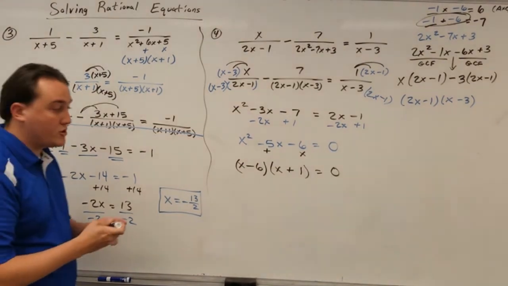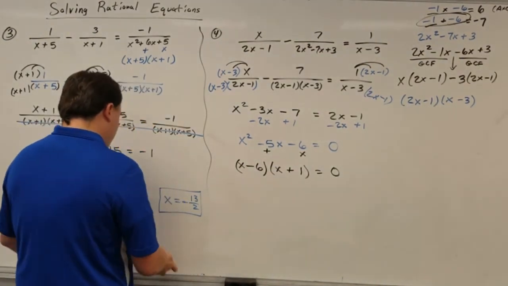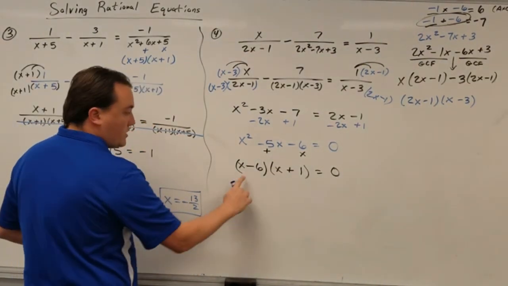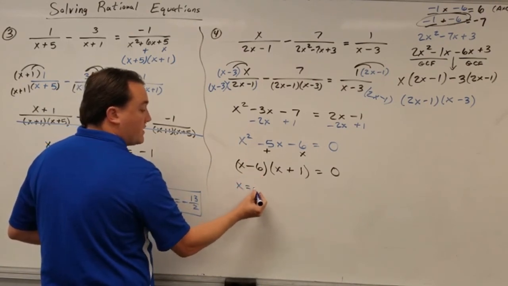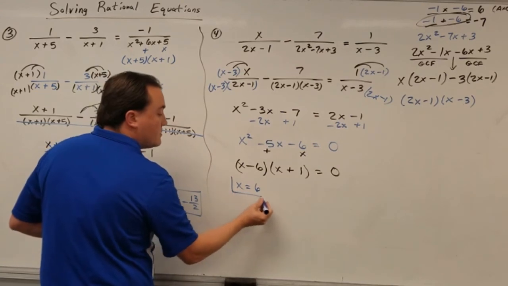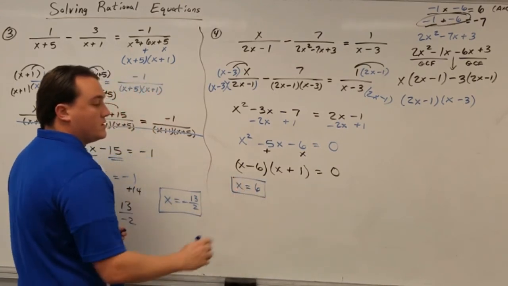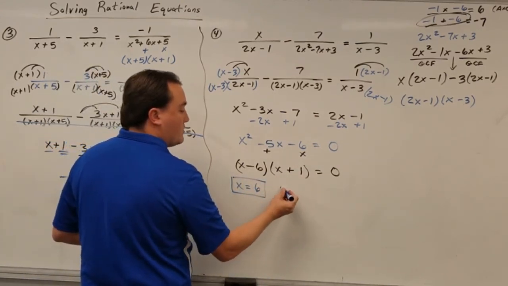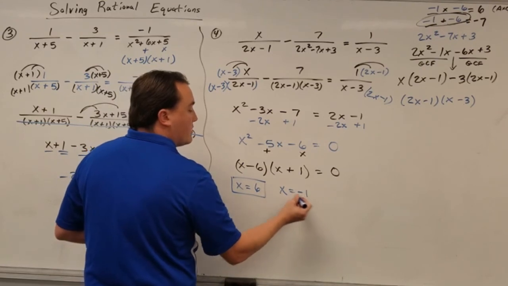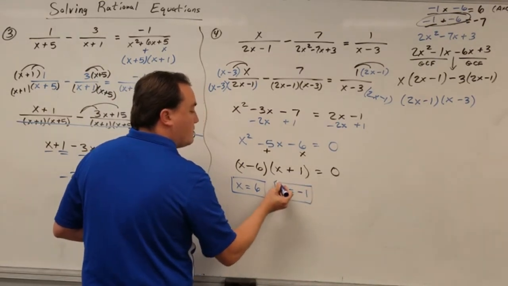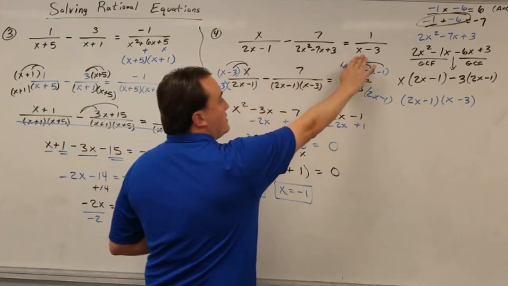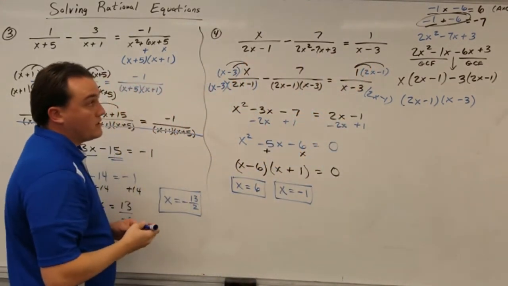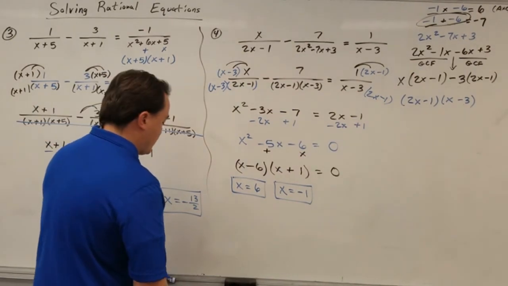You just have to make sure to check your two answers. So what number minus 6 is going to give us 0? Well, x equals 6 would do that. There's 1. What number plus 1 would give us 0? Well, that's negative 1. So just make sure that these don't affect our originals. 2x minus 1, x minus 3, well, they don't, so we're done. And that's the answer. We get two answers here.